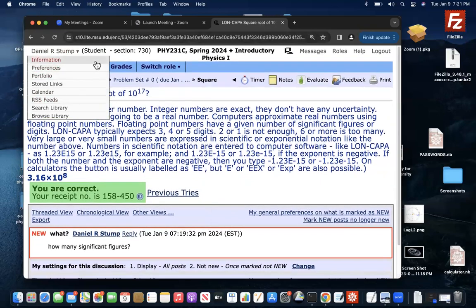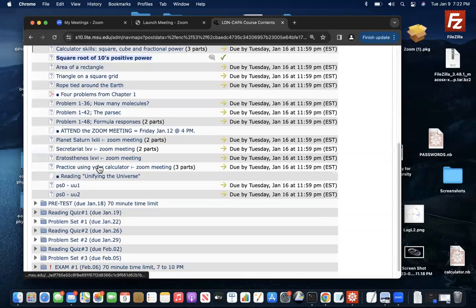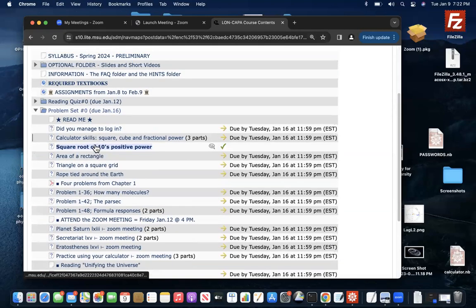And so now if you go back to the contents, you'll see that that question has been answered. So there's a check mark. If it hasn't been answered, it just says due, and it gives the due date.